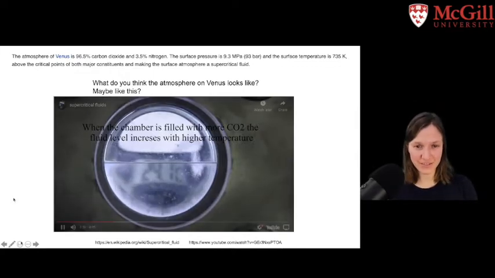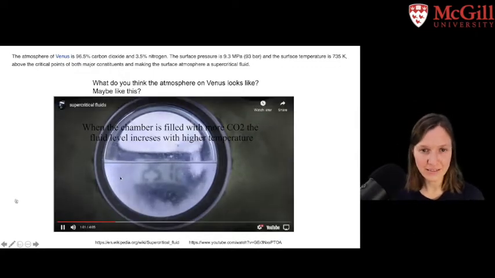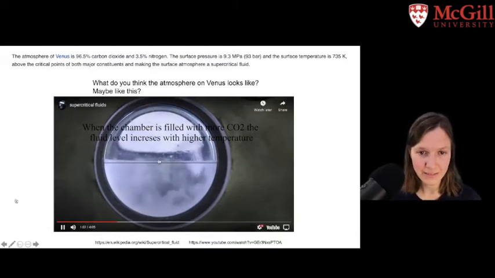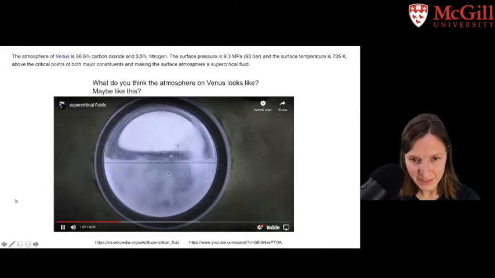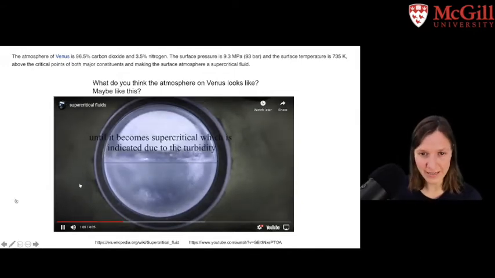Let's watch. So we can see the liquid CO2, and they raise the temperature. We can kind of see it in the back.